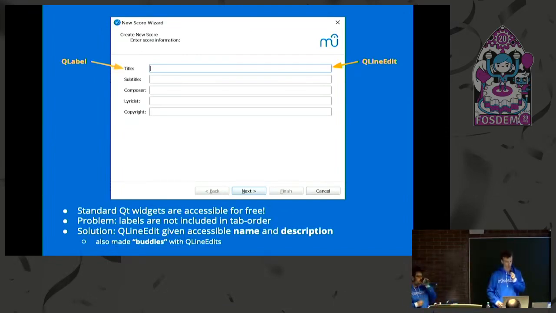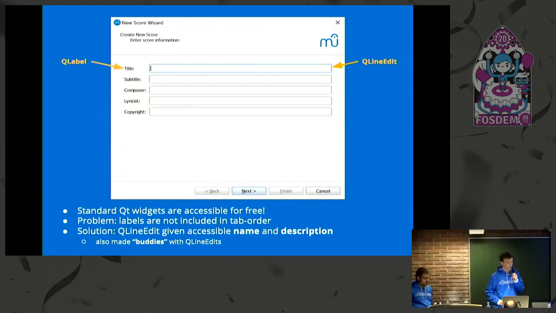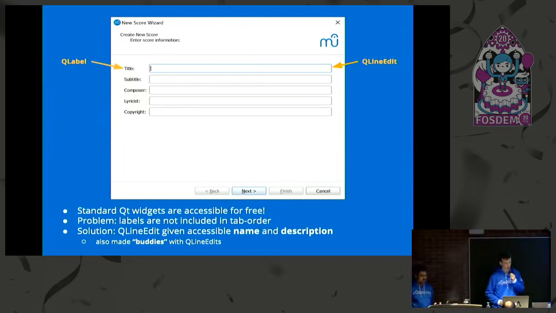But there's a problem, though, which is that those labels next to each text field are not attached to the text field in any logical sense. So the screen reader doesn't know that title goes with that particular text field. So when the cursor is in the text field, it will tell you it's a text field, but it won't tell you what you're supposed to do. But the solution is within Qt, you can give the text fields an accessible name and an accessible description, and that allows the screen reader to know what they're there for. And you can also use the buddy system, which does allow you to link the labels with the text fields.